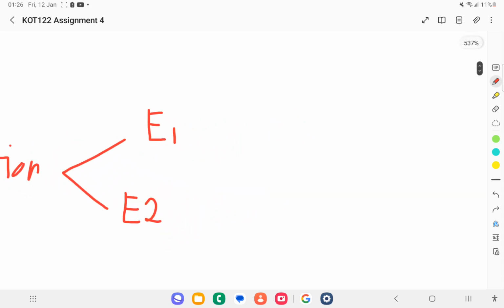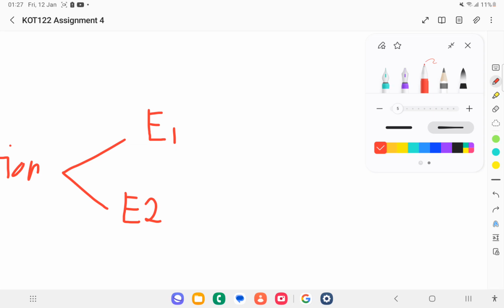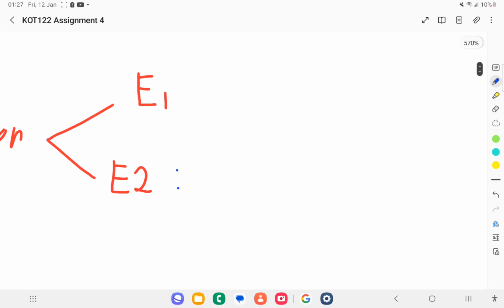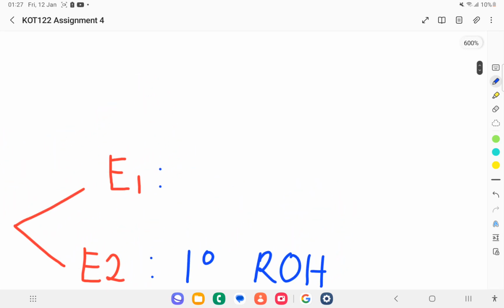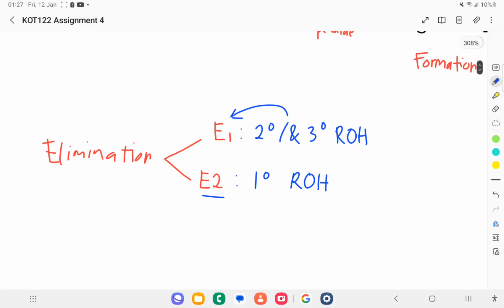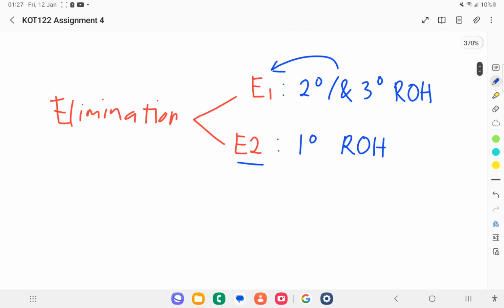I just want to highlight here that if you have a primary alcohol, then it must undergo the E2 mechanism. But if you are given a secondary or tertiary alcohol, then it must undergo the E1 reaction. That's all you need to memorize and understand.